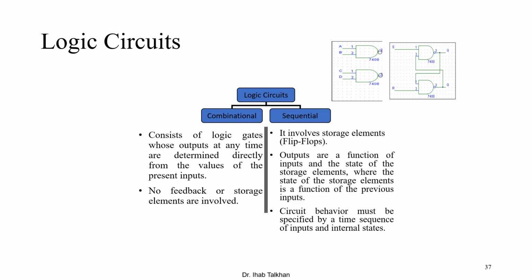That's why I'm saying here outputs are functions of inputs and the state of the storage element. At the same time, the circuit behavior must be specified by a time sequence of inputs and internal states. You have to have a time sequence in order to know what is happening at a certain time and what will happen next time and so on. So we have present state and next state, as you can see when we describe the sequential circuit in the second part of the course.